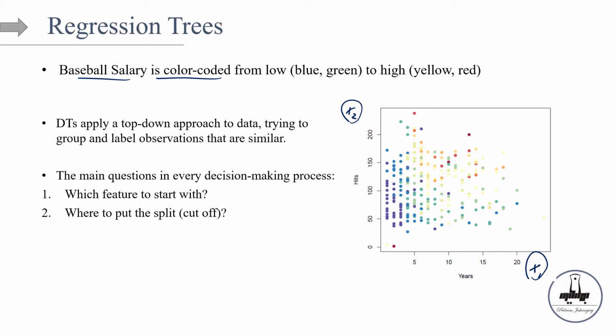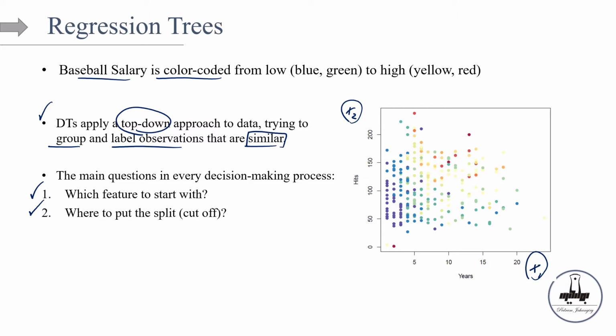As a reminder, what are decision trees? Decision trees apply a top-down approach to the data, trying to group and label observations that are similar. So the key term is that you're going to label the data based on their similarities, right? The main questions in every decision-making process in a decision tree are: number one, which feature to start with? Number two, where to put the split? Where is the cutoff point?